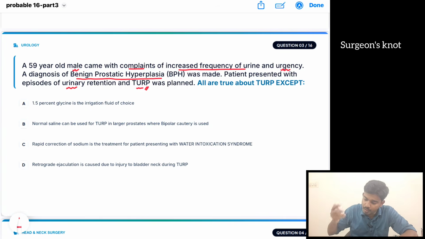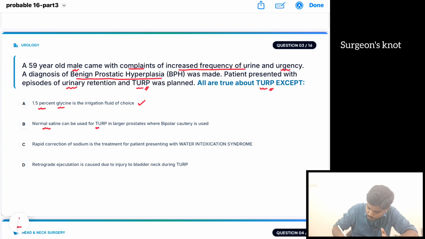So all are true about this TURP except... ஸோ முன்னாடி வந்து ஹைப்போடோனிக் சொல்யூஷன்ஸ் கொடுத்துருந்தாங்க, that has led to TURP syndrome or water intoxication syndrome. So now what is preferred is an isotonic solution. So isotonic 1.5% glycine is preferred. So 1.5% glycine is the irrigation fluid of choice. That is a correct answer.